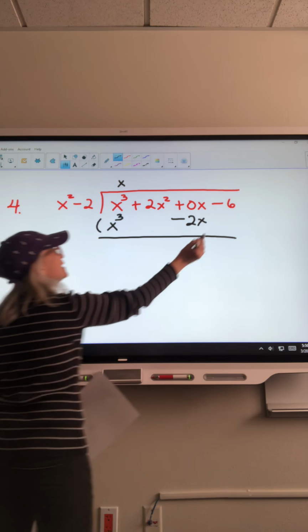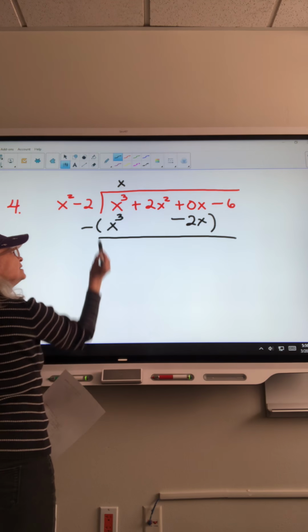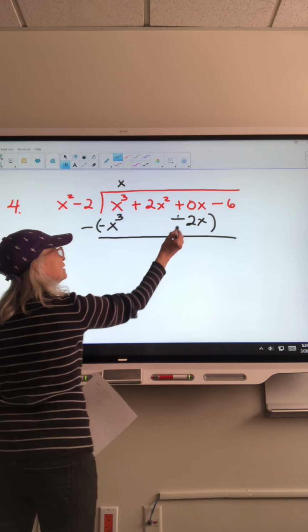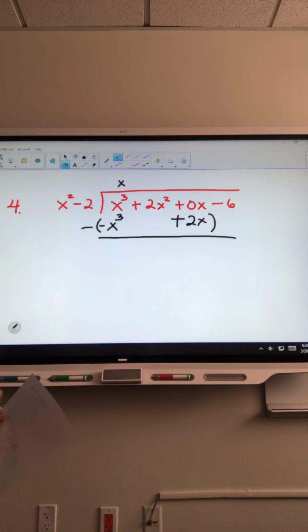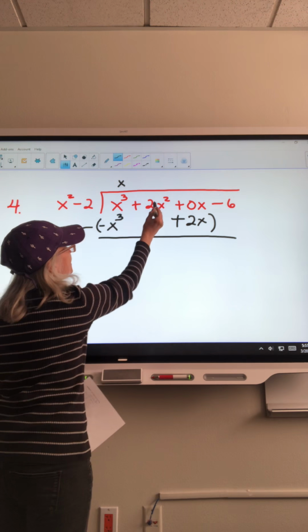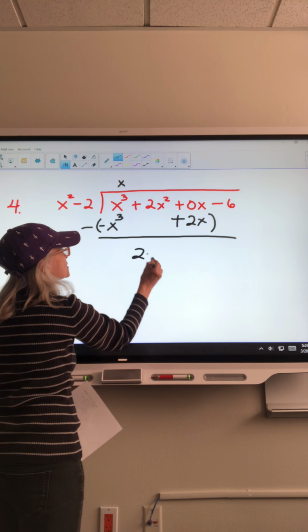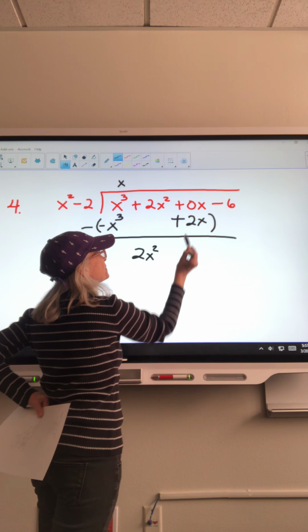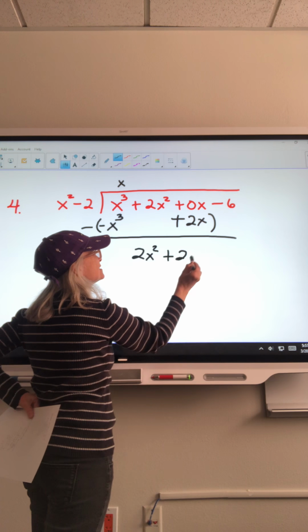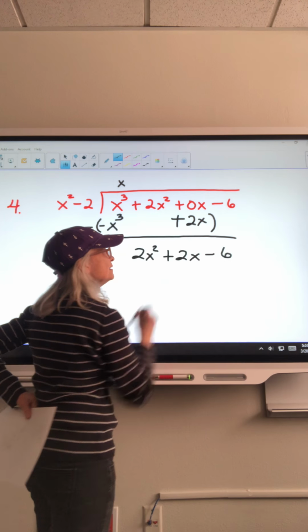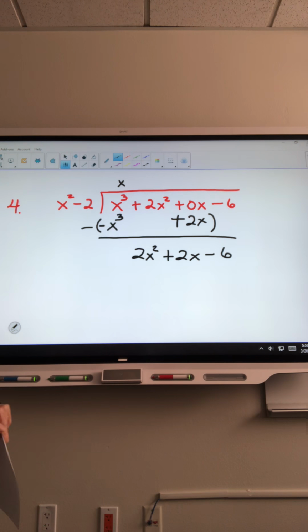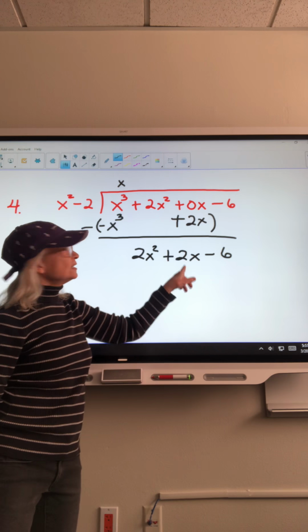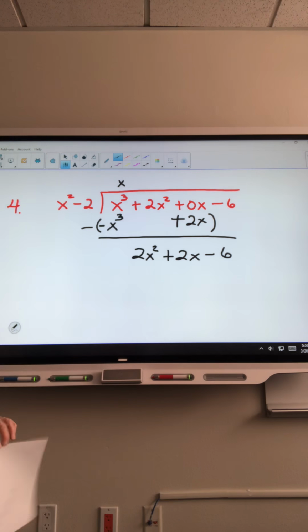Now we subtract, and we need to distribute it. And so this cancels out. This 2x squared, we're just going to bring down. A 0x plus 2x is going to give me just the 2x, and then minus 6. So notice that 0x really will never change anything. It's just really there for a place value.